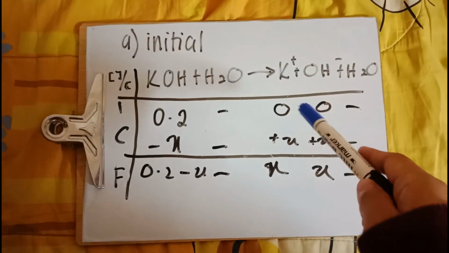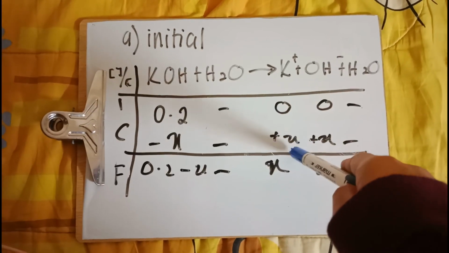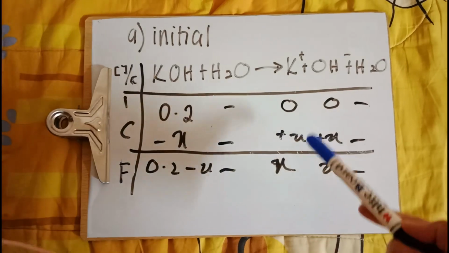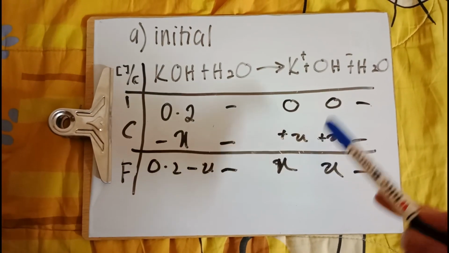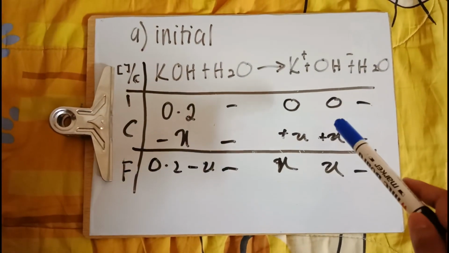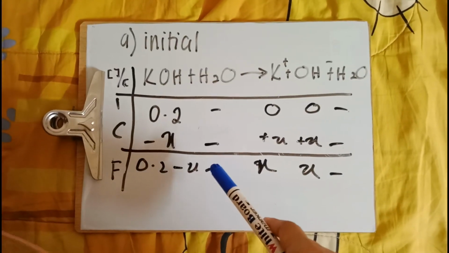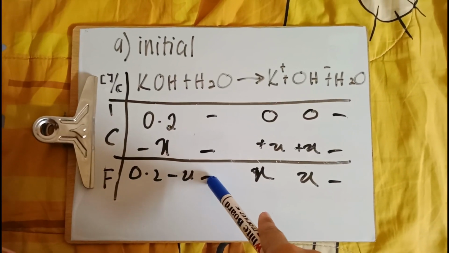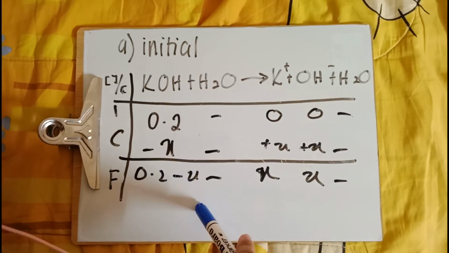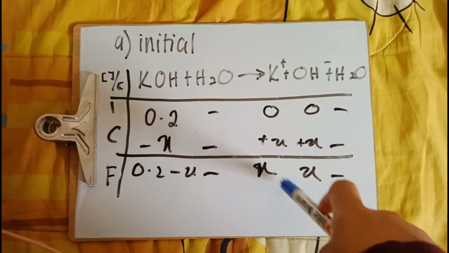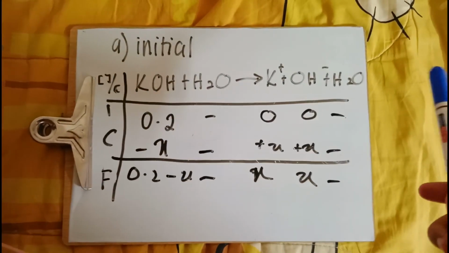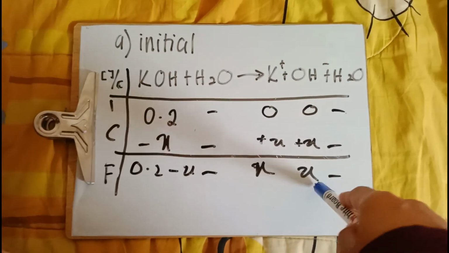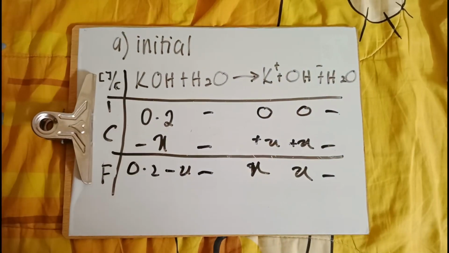We will get the product as X because we will use X of reactant. So at the final, we get the concentration of KOH as 0.2 minus X, which is how much concentration we use, and the products as X and X. From this, we will need to find X to find the concentration of OH minus.